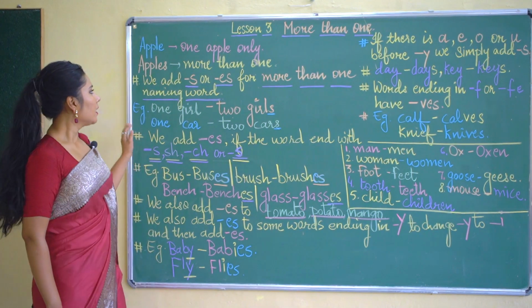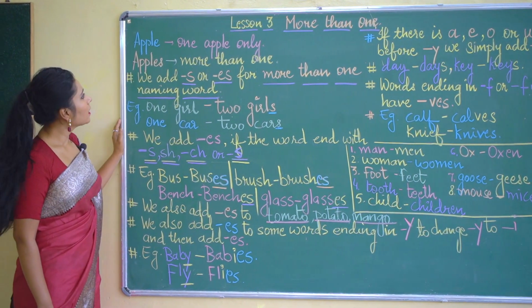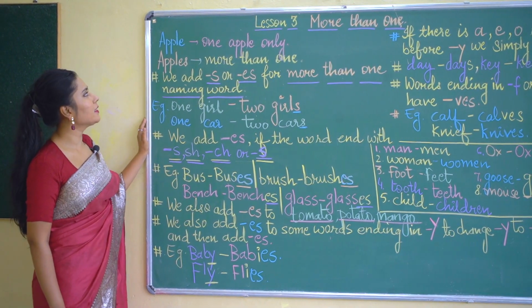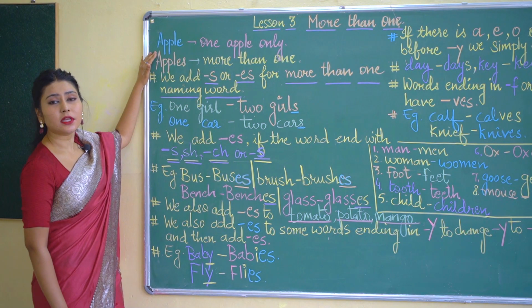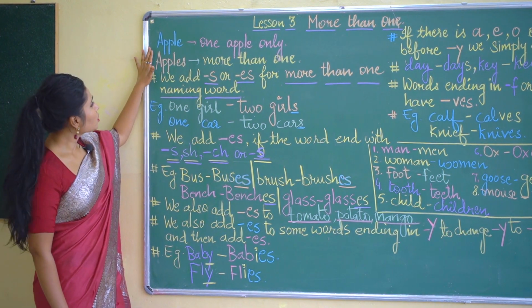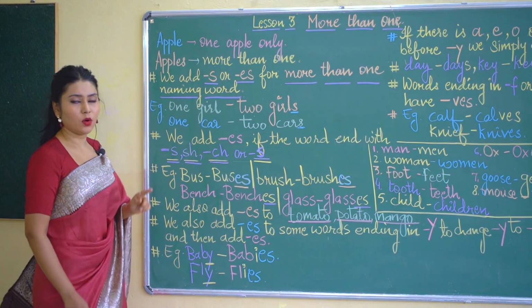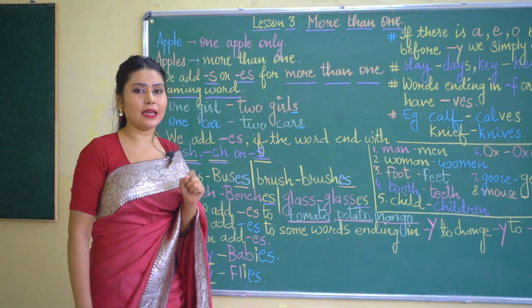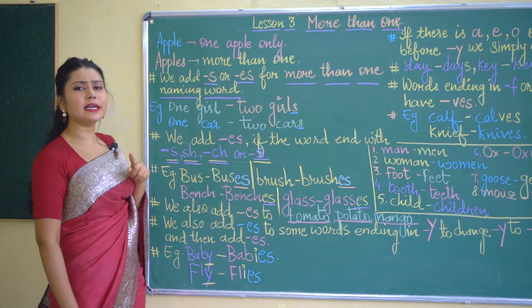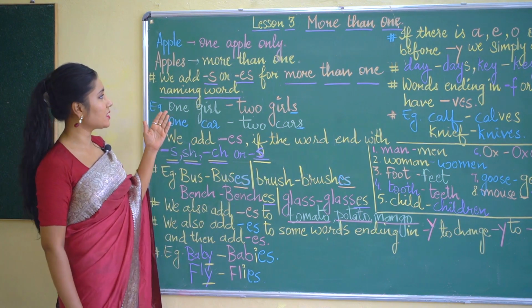Okay? Now children, let us begin with examples. The first example that I've written here is apple. Why is it written only apple? If you check the spelling given here, it is A-P-P-L-E. Only L-E. There is no S at the end. Why? Because it's a single apple. We are talking about one apple only. That's what is written here.